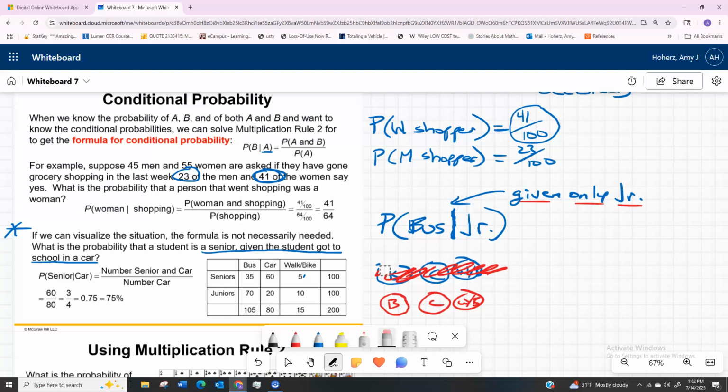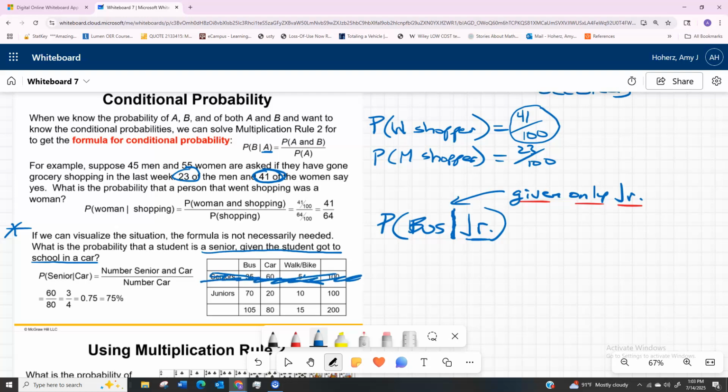So we don't care, in this case, anything about the seniors. We only care about the juniors. And so if we go over to the table, we don't care about the seniors because we're given the juniors. So we do not care at all about this row right here. This row is gone. We only care about the juniors.